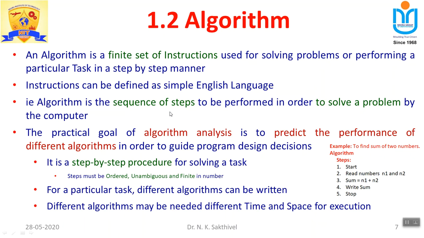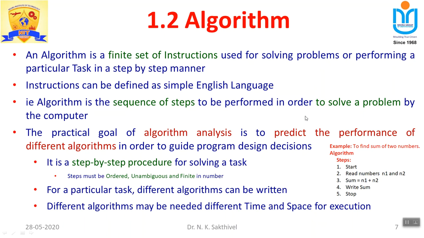Then what is the sequence of steps? The first step: start. Second step: read the numbers n1 and n2. Then calculate the sum. Then display the result which you calculated. Then stop. As far as this algorithm is concerned, it has 5 steps, a finite set of instructions.